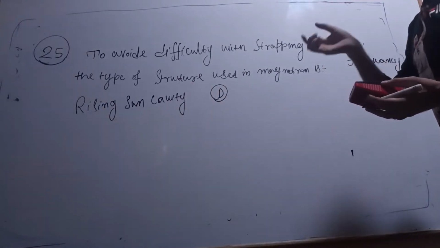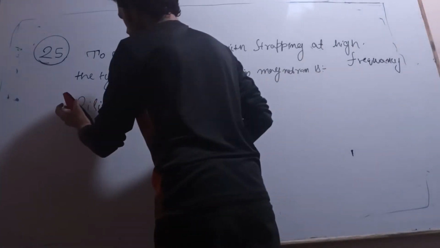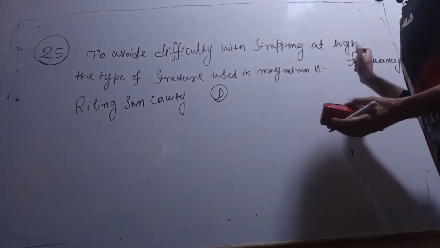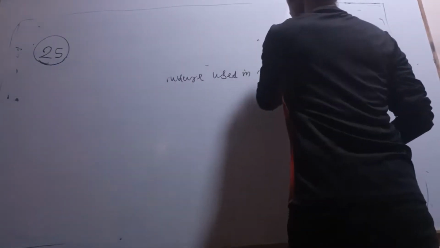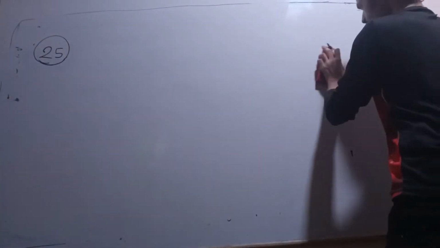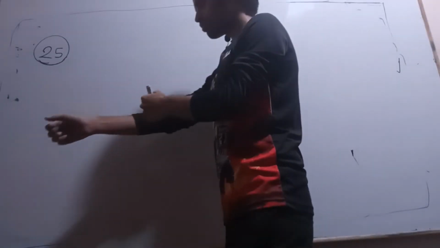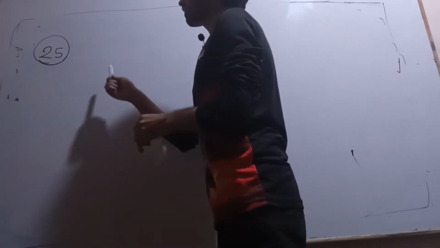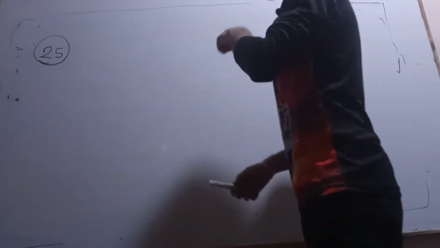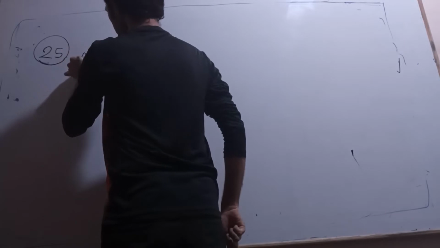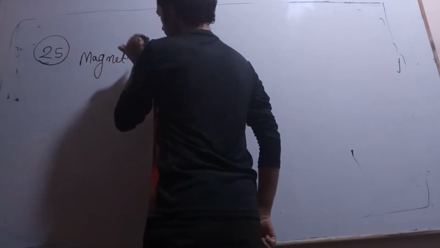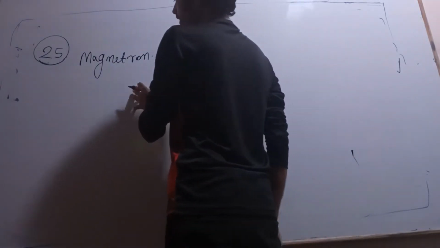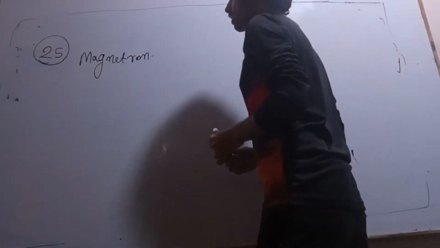So now we are going to explain this in one manner, about the magnetron and what strapping is. First of all, the option is D. To avoid the difficulty with strapping, first we will see where we are using this strapping in the magnetron. So this is my magnetron, a multi-cavity magnetron you can say also.